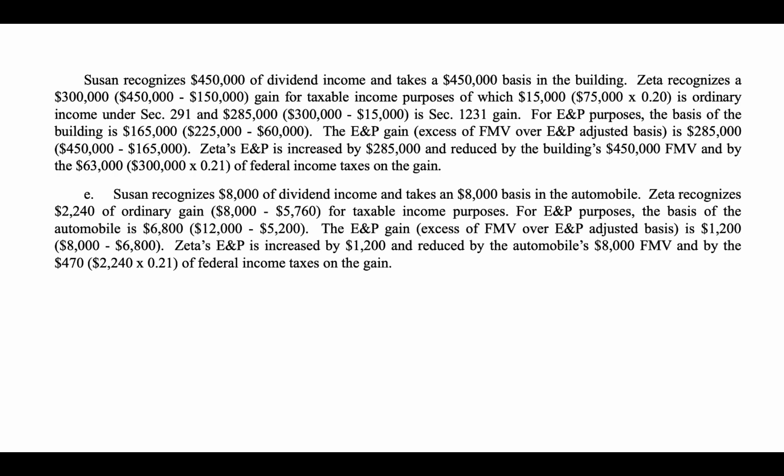Zeta's earnings and profits is going to be increased by that $1,200 gain, reduced by the amount of the distribution and the tax effect. And notice the tax effect, I wanted to note this in Part D as well, and I forgot. The tax effect is, of course, based on the taxable gain, whereas the E&P gain is how we adjust earnings and profits for the gain, but the tax effect is measured by the actual tax gain.